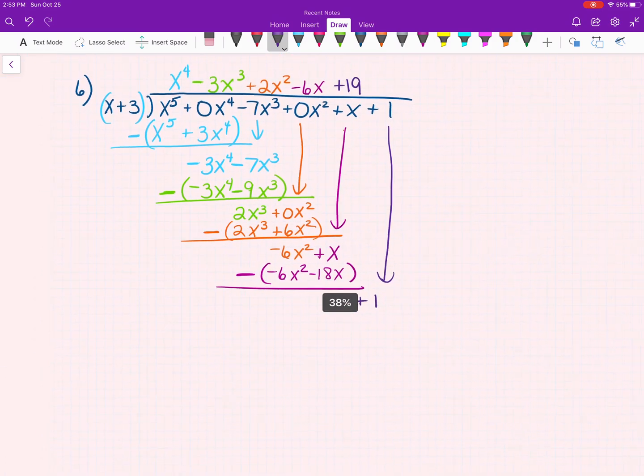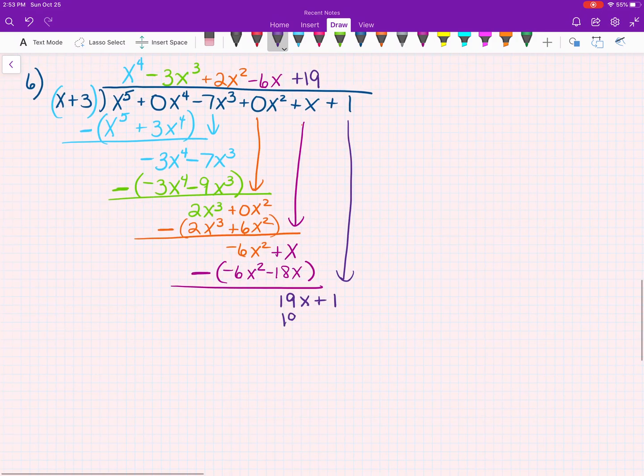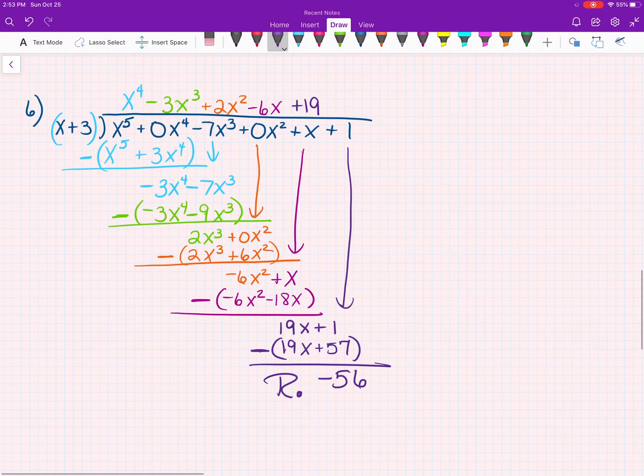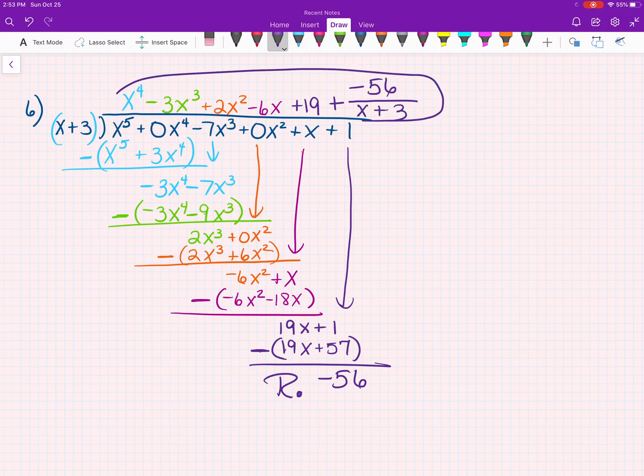So now we have 19x, and then 19 times 3 is 57. Holy crap. Subtract that all away, and we're left with a negative 56 as our remainder. The remainder simply gets added onto the end, and it gets written as the numerator with the denominator of what we were dividing by, which is x plus 3. So this is really a mess. This is our answer. I'm going to pause here.